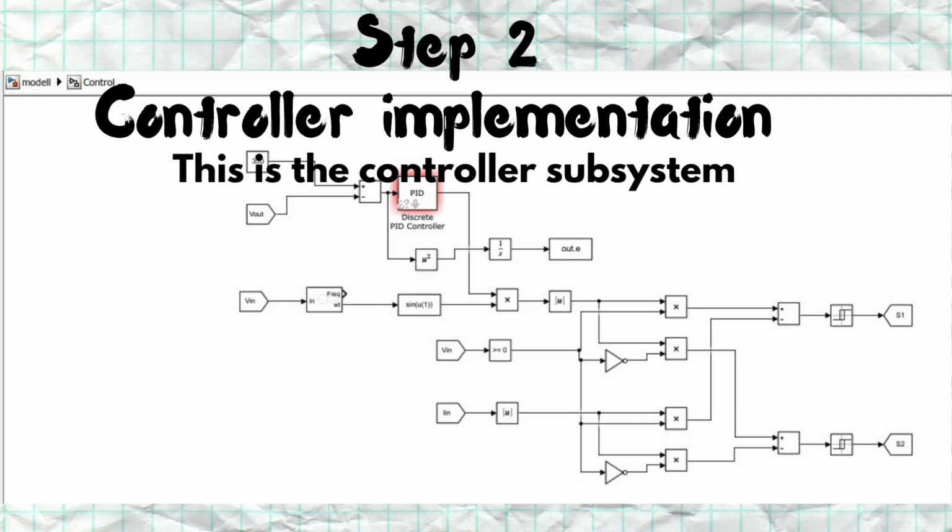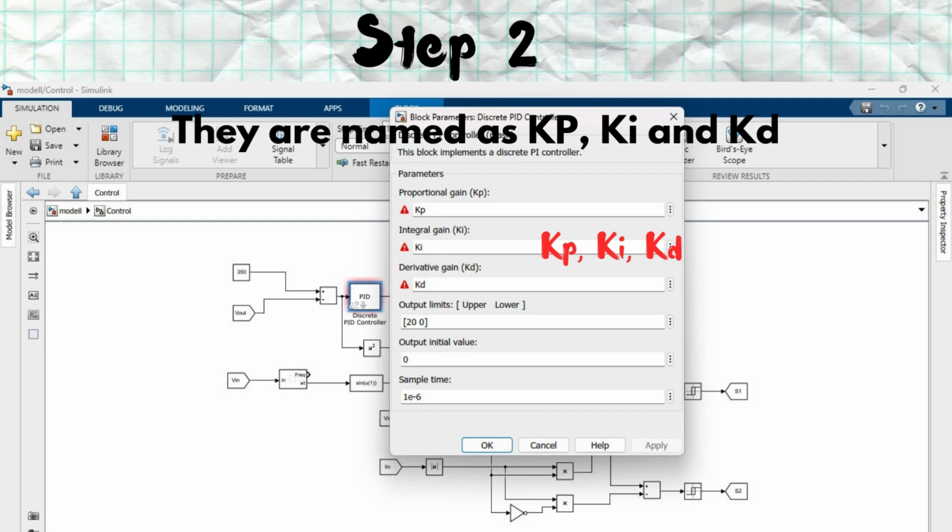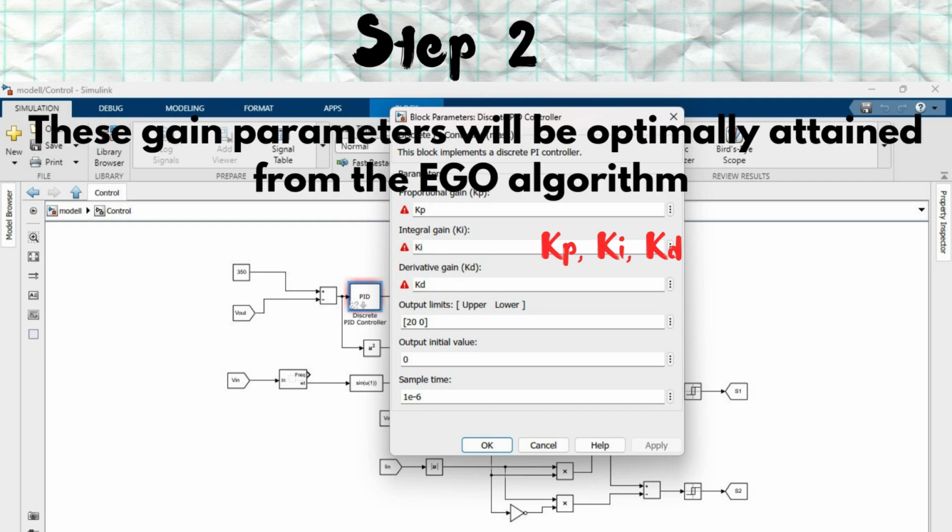Now, let's move to step 2, the PID controller implementation. This is the controller subsystem. There are 3 gains in the PID controller. They are named KP, KI, and KD. These gain parameters will be optimally attained from the EGO algorithm.